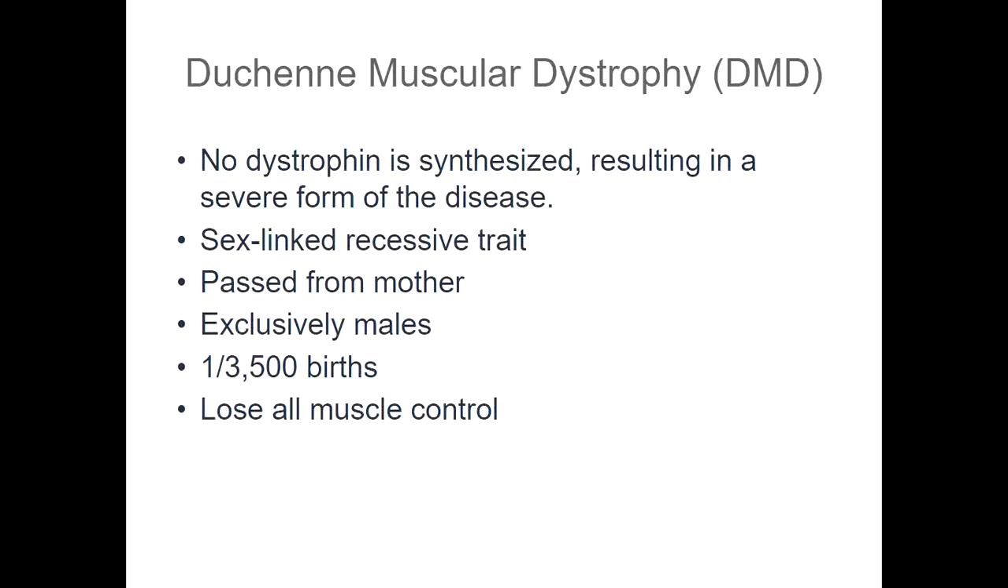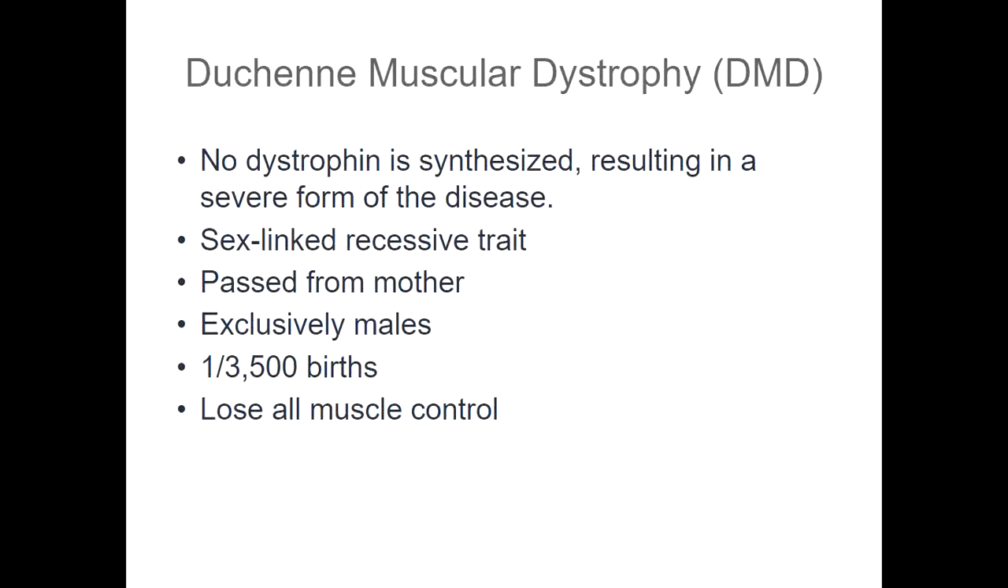So the first muscular dystrophy that I want to discuss is called DMD. So DMD is caused when there is no dystrophin synthesized, meaning that you don't make any of this particular protein, and it results in a very, very severe form of this muscular dystrophy. This is a sex-linked recessive trait, which means that it is passed from the mother, and males get it because they have the one X chromosome that is defective, and so therefore they develop DMD.